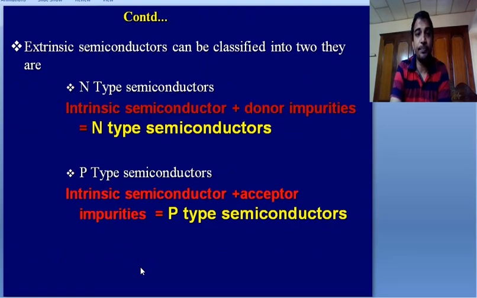Next, extrinsic semiconductors are of two types: N type and P type. If you add donor impurities, pentavalent impurities, that is known as N type semiconductor. If you add acceptor impurities, trivalent impurities, to the pure form of semiconductor, it is known as P-type semiconductor. What is the basic difference between these two? We discuss it now in detail.